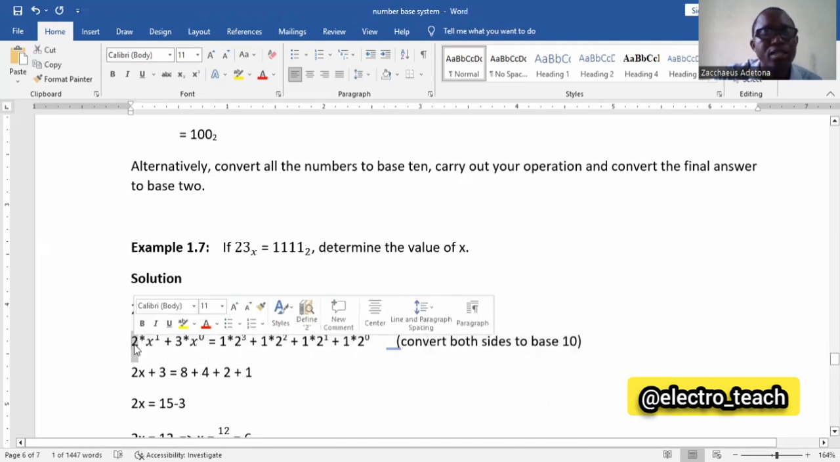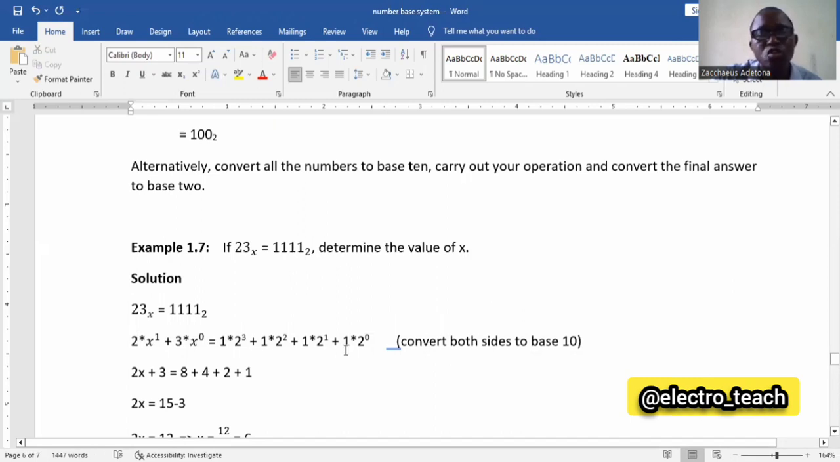So you can see the process here: 2 times x raised to power 1 plus 3 times x raised to power 0 equals 1 times 2 raised to power 3 plus 1 times 2 raised to power 2 plus 1 times 2 raised to power 1 plus 1 times 2 raised to power 0. Now, when you express it this way, you can determine their values. The value is 2x plus 3 equals 8 plus 4 plus 2 plus 1.